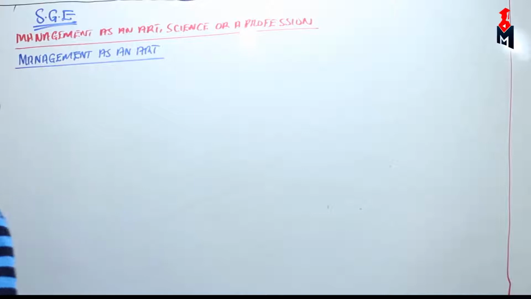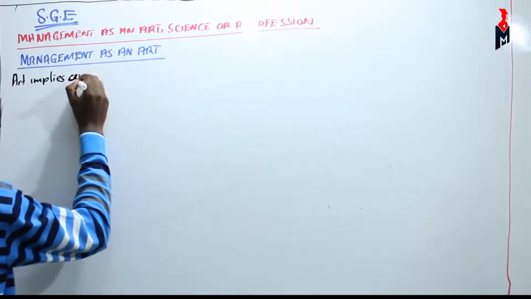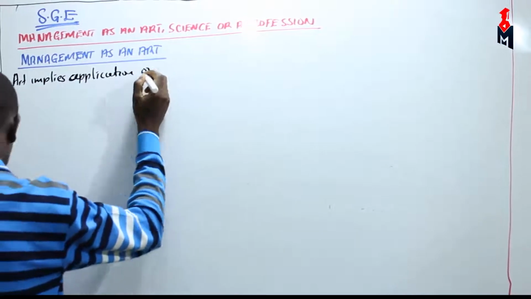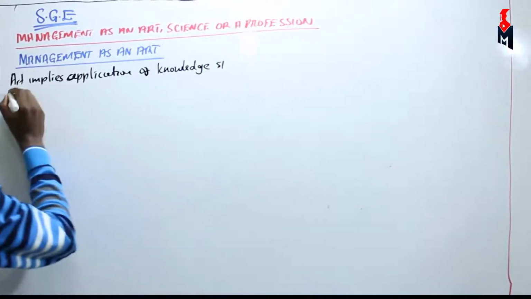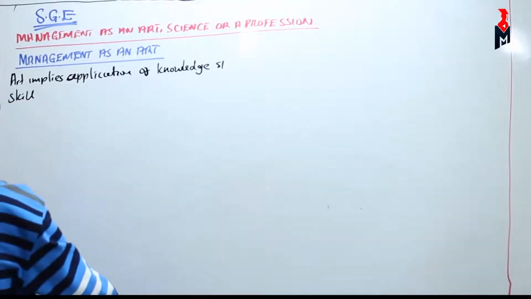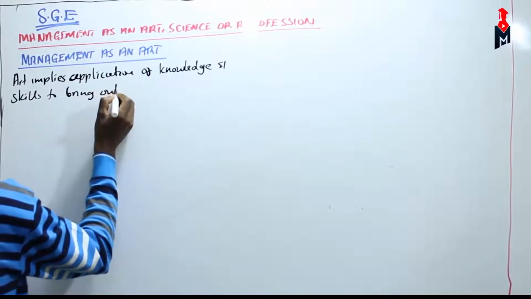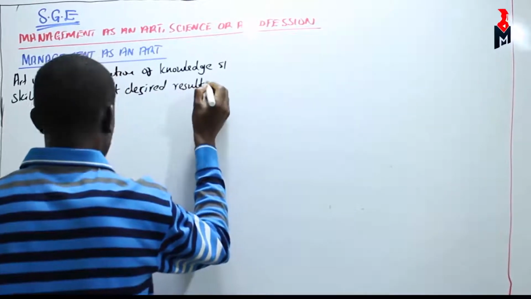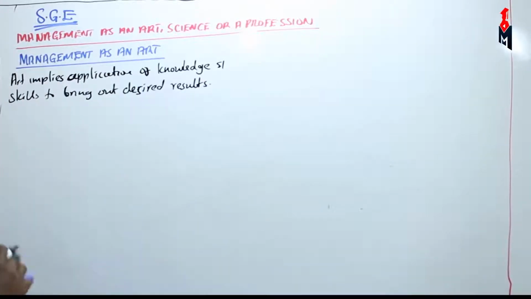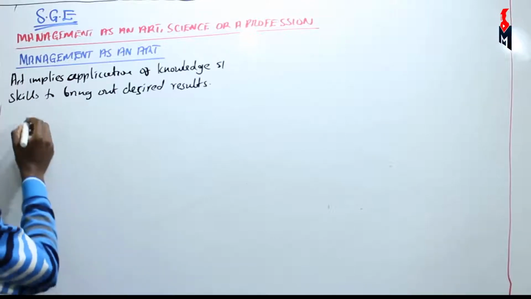Looking at management as an art, we are saying art implies application of knowledge and skill to bring out desired results. So you'll find that as you are mentioning here, art implies application of knowledge and skills to bring out desired results. And also some of the characteristics that art will entail.